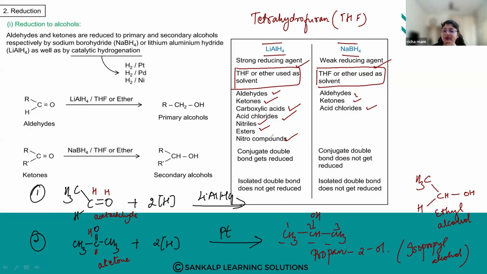With lithium aluminum hydride, the isolated double bond does not get reduced. Same way with sodium borohydride also. So what you have to remember is that lithium aluminum hydride is a strong reducing agent and sodium borohydride is a weak reducing agent. This is the important thing that you have to remember.